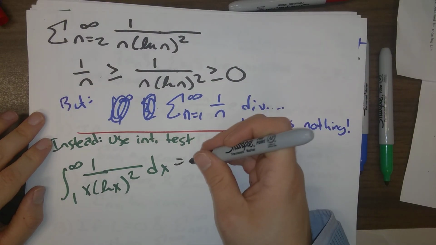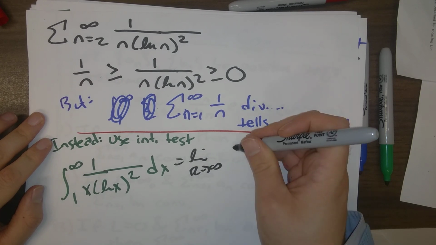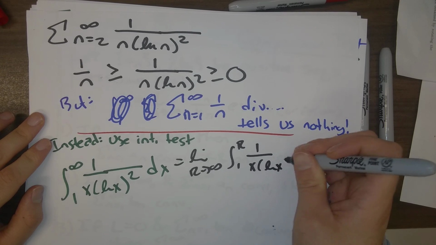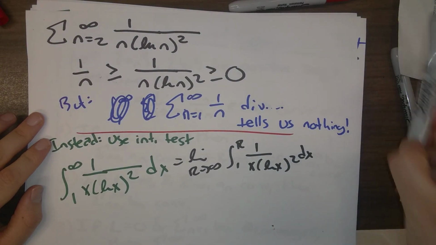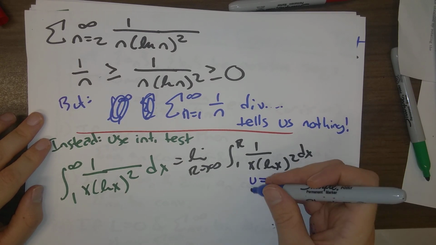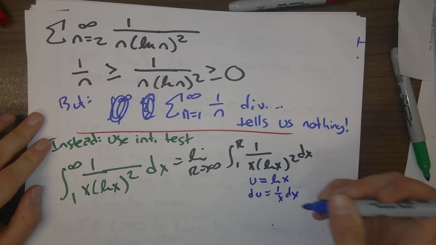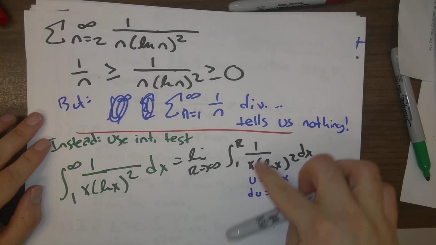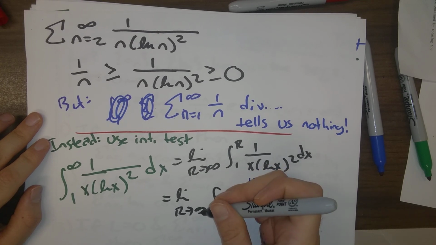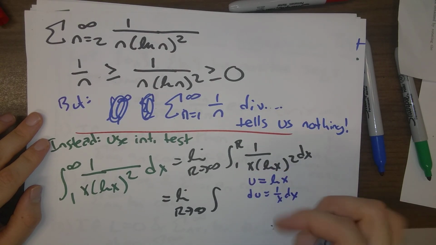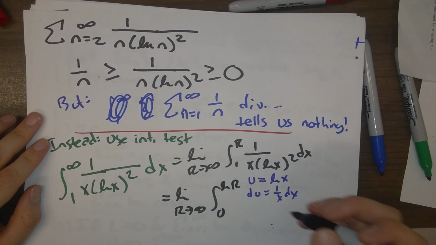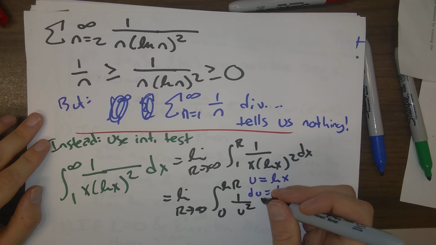So when we carry this out, the limit as r goes to infinity of the integral from 1 to r of 1 over x times the natural log of x squared dx. And this is going to be a good one with integrals, because u is natural log x, du is 1 over x dx. And this all checks out. Everything is taken care of. So when x is 1, u is 0, to natural log of r of 1 over u squared du.